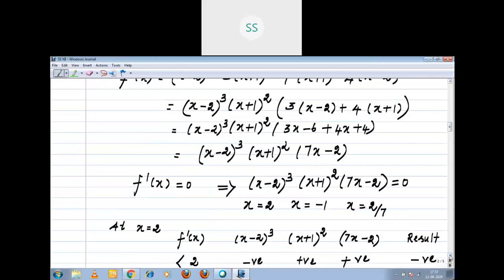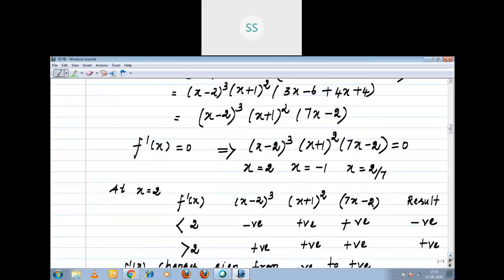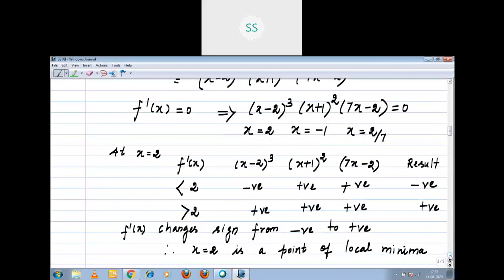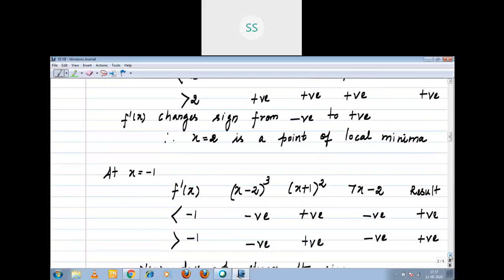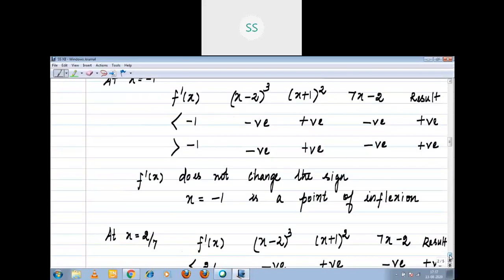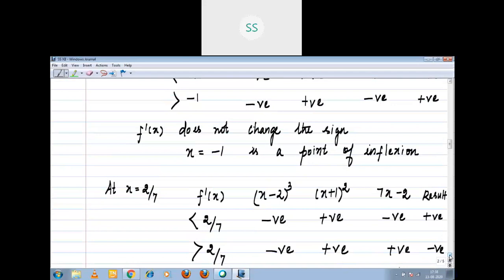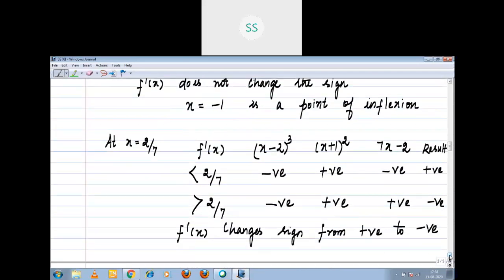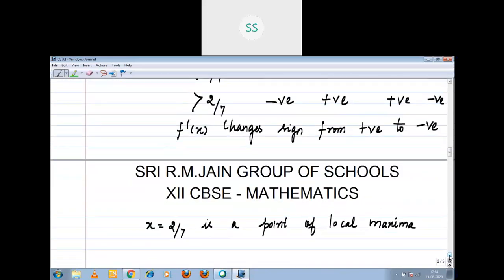How we can conclude? We are assuming, right, the point less than 2, greater than 2. You arrive the result as negative to positive. F dash of x changes sign from negative to positive means that particular point is local minima. Then x is equal to minus 1. The derivative does not change the sign. Therefore, that point is a point of inflection. X is equal to 2 by 7. Here your result is positive to negative. F dash of x changes sign from positive to negative. Therefore, that point is a point of local maxima. Which point? That particular point, where we are assuming less than, greater than. Got it, children?